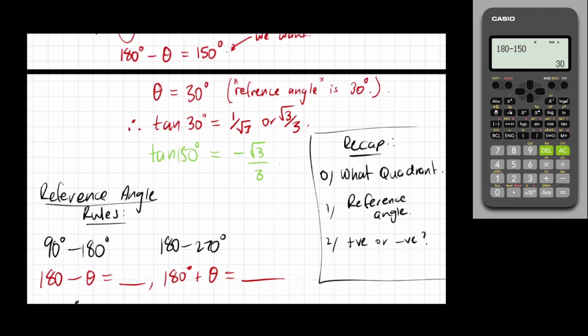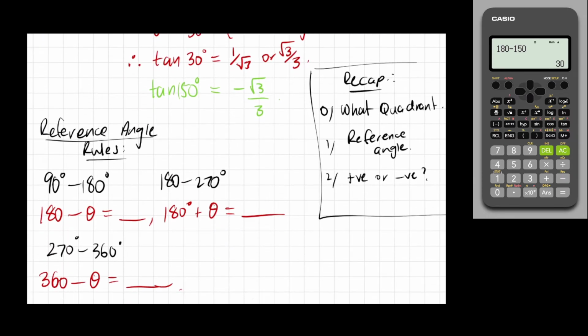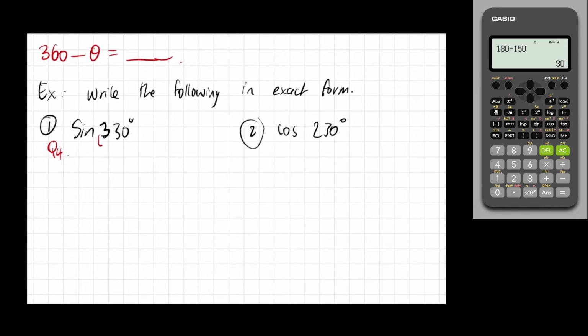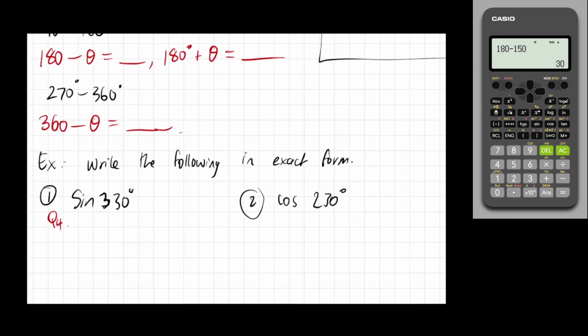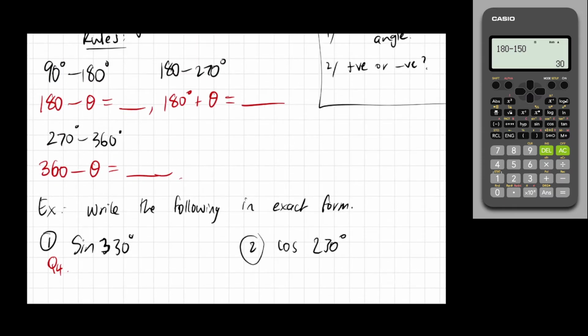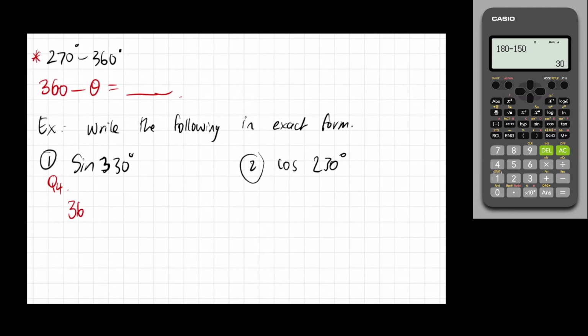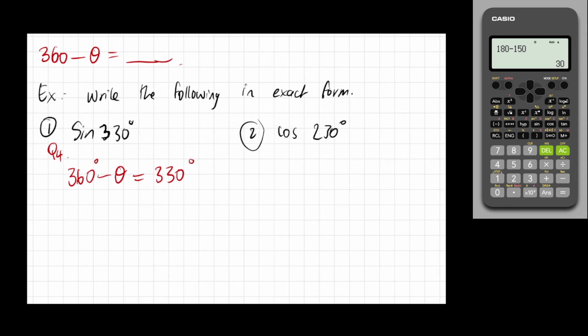Now, the second thing is, what is my reference angle? So I need to work out what bracket or what formula I am going to use. It's 330 degrees, which lies in this one here. So I'm going to be using 360 minus theta is equal to my 330 degrees. So what does theta need to be equal to in this case?